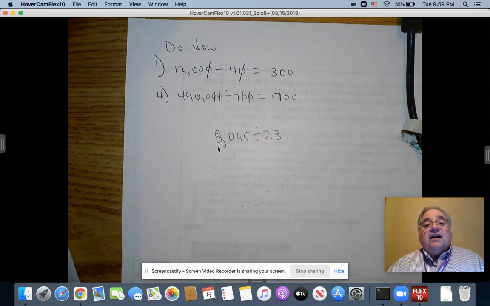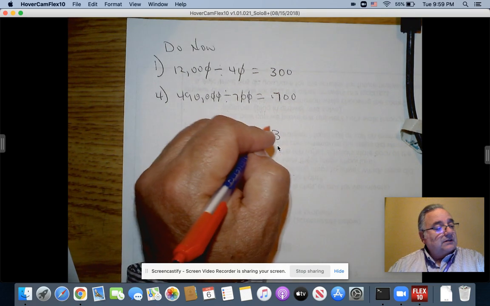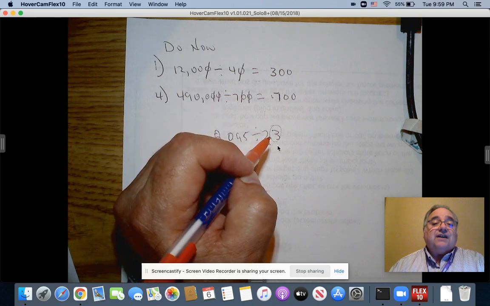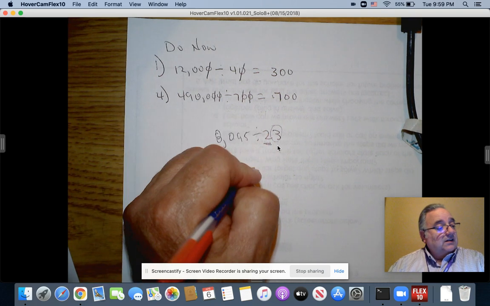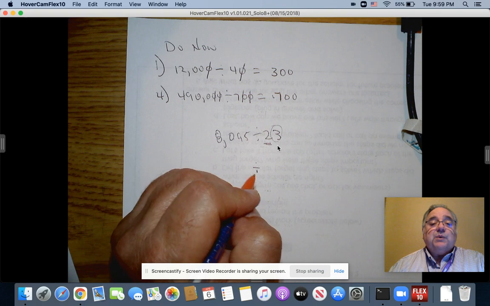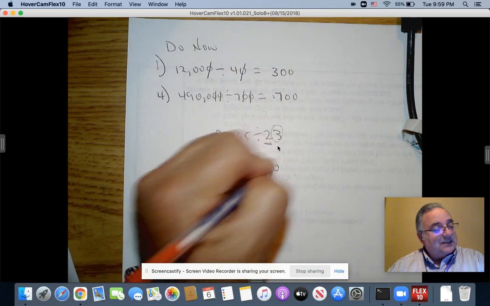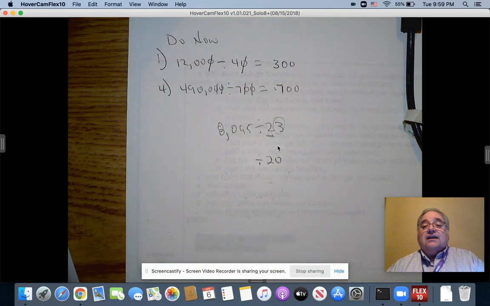We have 8,095 divided by 23. I will underline the 2. I look at that number. Is it higher or lower than 5? Which one is it? What is the divisor we will use? Yes, excellent. It is a 20. So now I'm going to go ahead and look for a multiple of 20 that will give me 8,000.